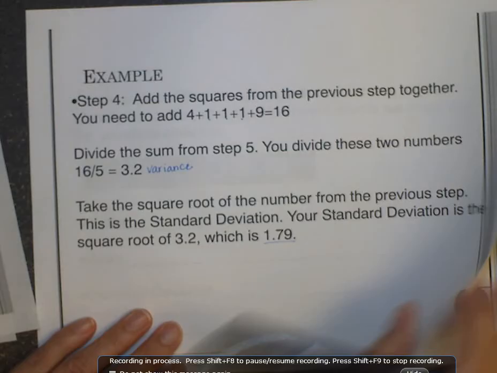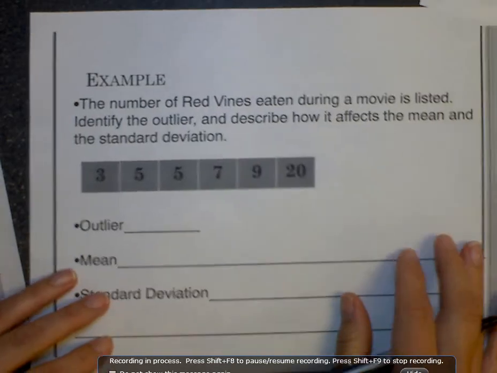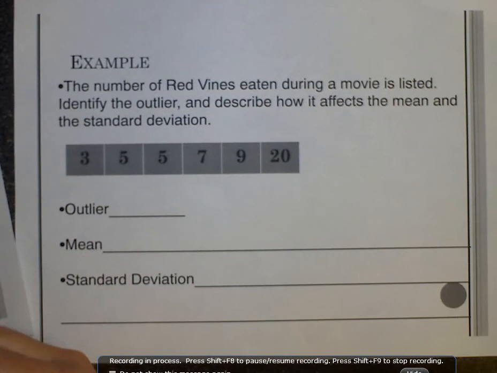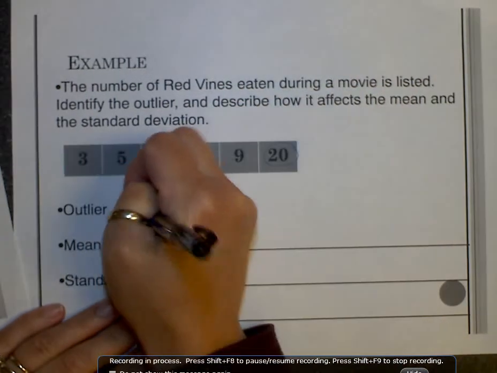All right, our last example really gives us none of the work shown, so we have to do everything on our own. The number of red vines eaten during a movie is listed. Identify the outlier and describe how it affects the mean and the standard deviation. So what is my outlier? 20. 20 doesn't belong with the rest of the numbers.